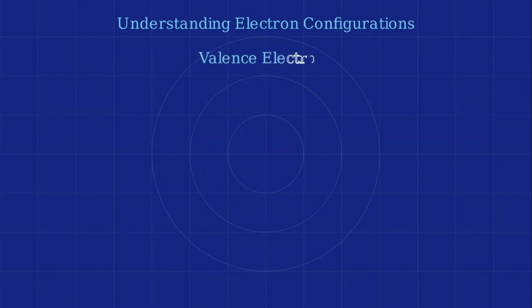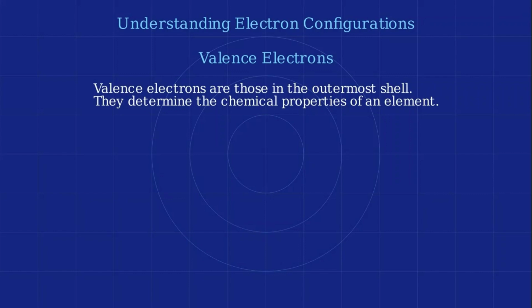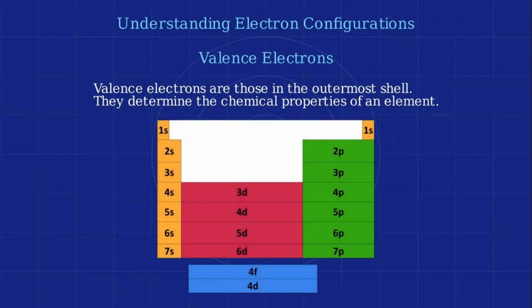Valence electrons are found in the outermost shell of an atom and determine its chemical properties. Elements in the same group of the periodic table have similar valence electron configurations, which explains their similar chemical behavior.